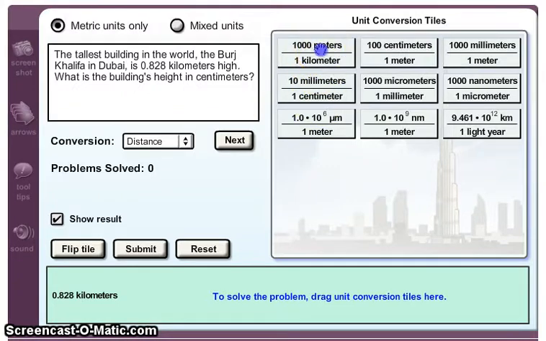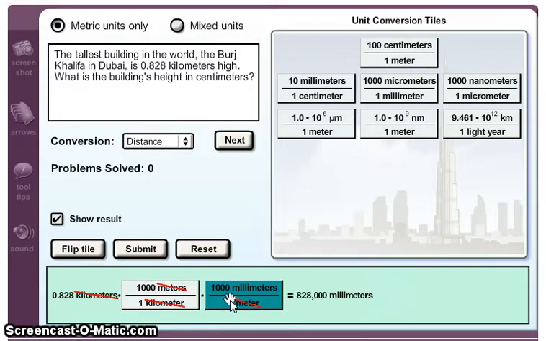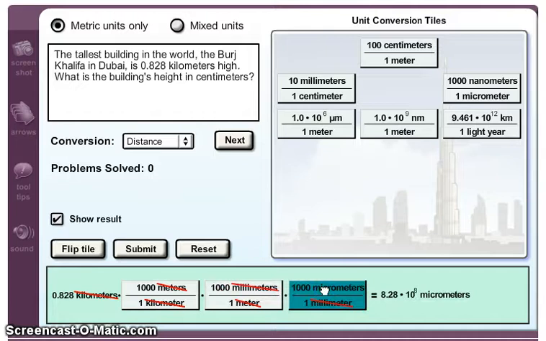So the first one was 1001. Put that one there, and then the meters to millimeters, and then finally micrometers to millimeters. And this gives us our answer. And it asks, how would this be written in scientific notation, which is here.